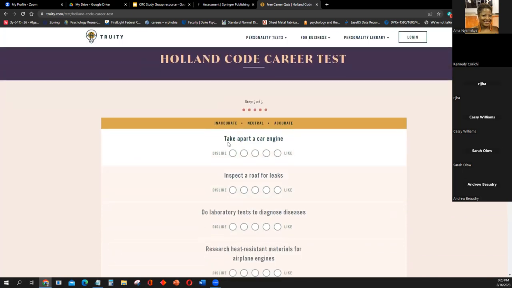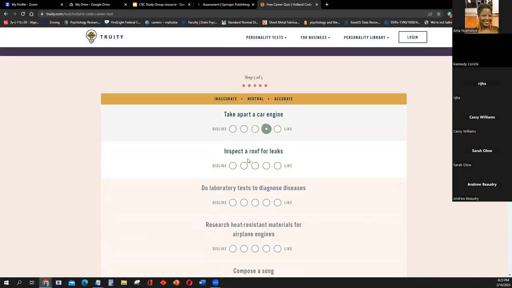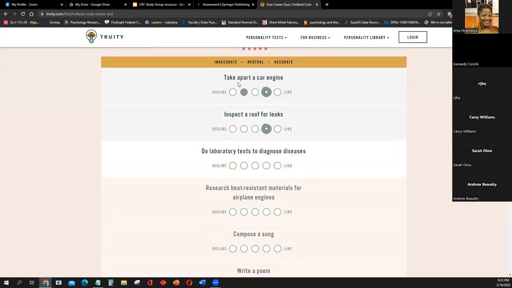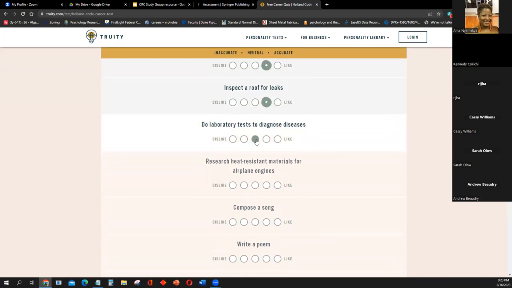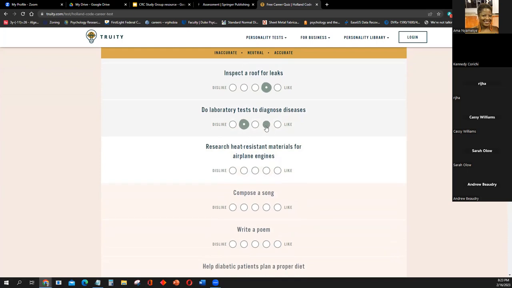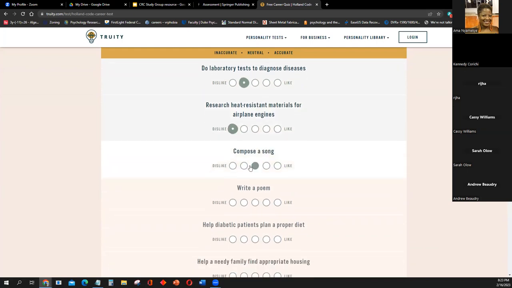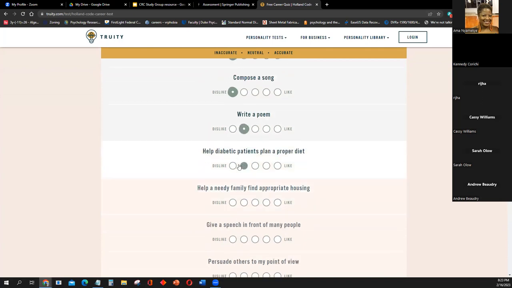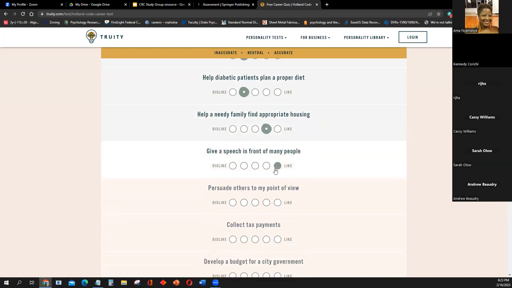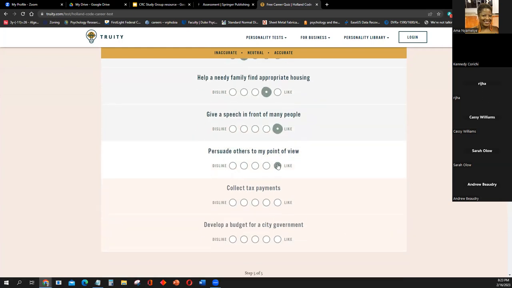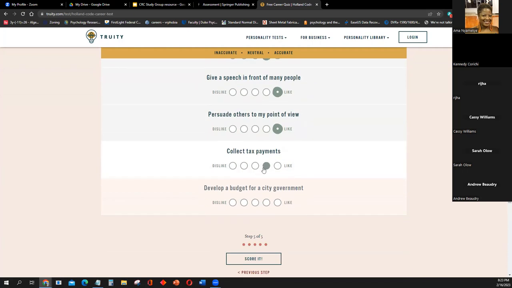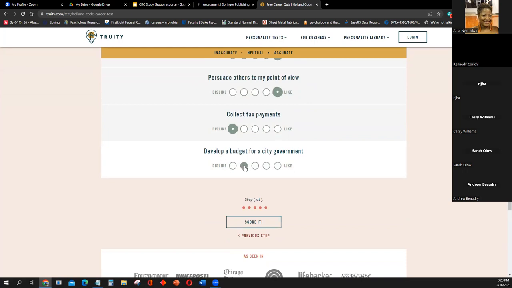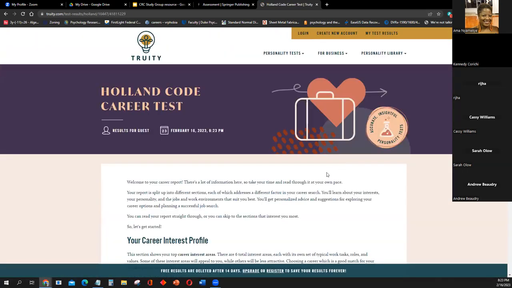Like the car engine, take apart a car engine, that's mechanical, under realistic. People with mechanical athletic abilities. Yes. Help the needy family find appropriate housing. Yes. Give a speech in front of many people. Sure. Yes, strongly. Just kidding. Do I want to be a tax collector? Absolutely no. Okay, let's see what happens.